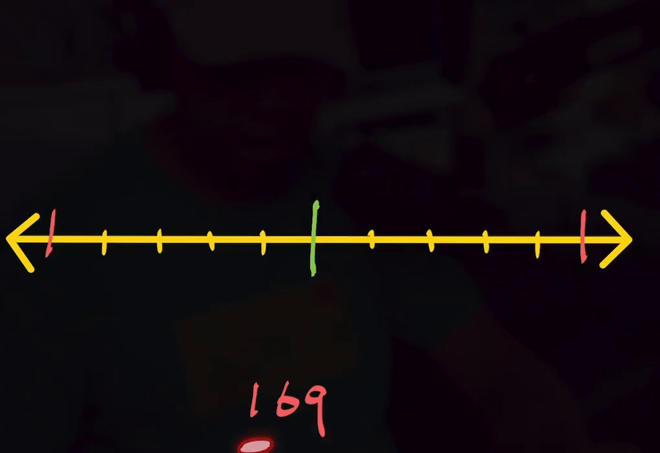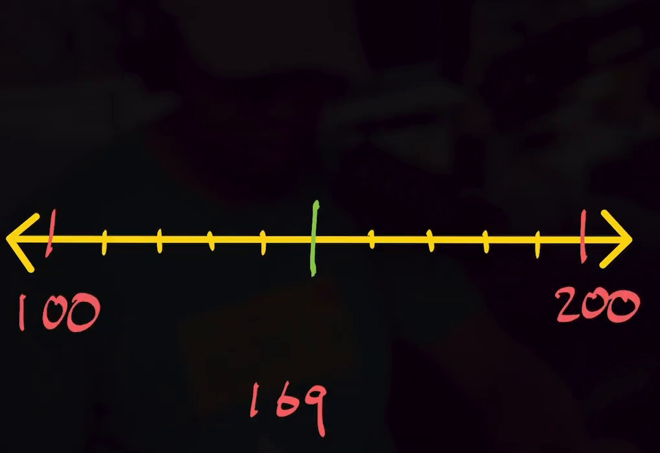169 has a 1 in the hundreds place, which means I have to start with 100. And the next interval up is 200. The next multiple of 100 up is 200. I have to figure out my midpoint. My midpoint is 50 more than 100, 150.